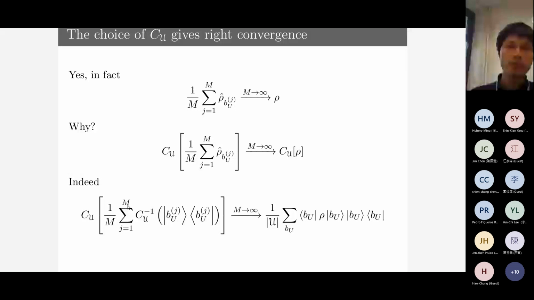And now in the limit of m to infinity, you just have to replace the average over the data set with the average over the probability. This is the average over the infinite sampling, and this is simply replaced by the average over the probability weight of each of the outcomes. In this case, you can actually get this direct formula for C_U here, exactly what you expected. And therefore, this actually converges rightly.